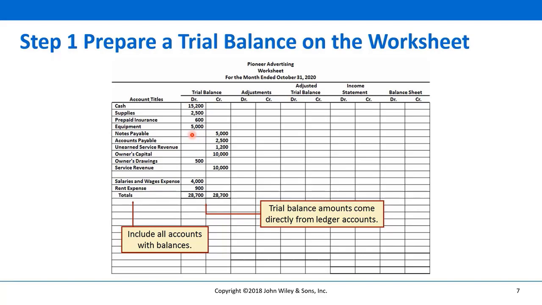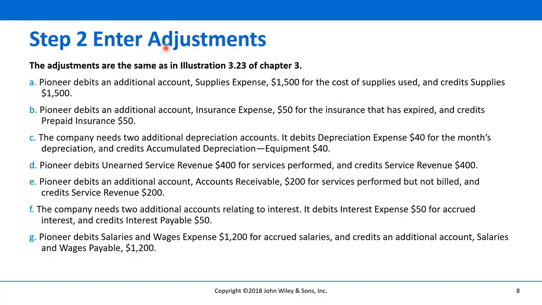After step 1, in the worksheet you have step 2. Enter adjustments. That means enter the adjusting entries. Okay. So in this chapter we will not learn about adjusting entries, because we have learned about adjusting entries in detail in chapter 3. That's the chapter before that, right?